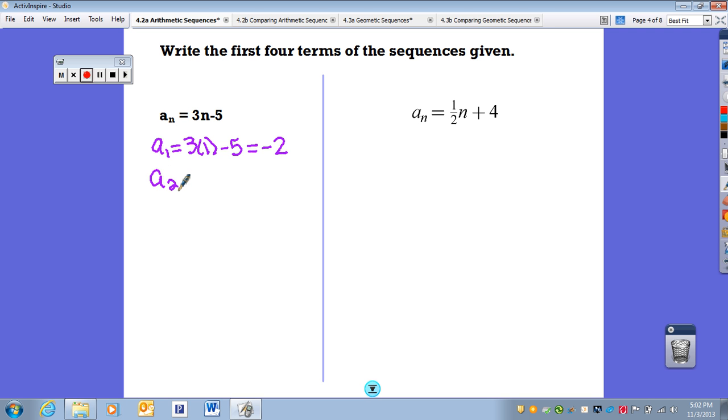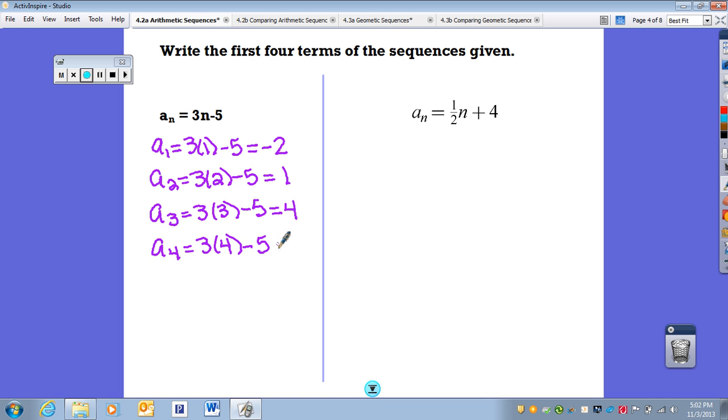Now I want to find the second term. So I take 3 times 2, because it's the second term, which is 6, and subtract 5, and that gives me a 1. If I want to find the third term in the sequence, I take 3 times 3, because it's the third term in my sequence, which is 9, and 9 minus 5 is equal to 4. And then I want to find my fourth term in the sequence. So I take 3 times 4, because it's the fourth term, that's 12, 12 minus 5 is equal to 7. So these are the first 4 terms in my sequence: -2, 1, 4, and 7.